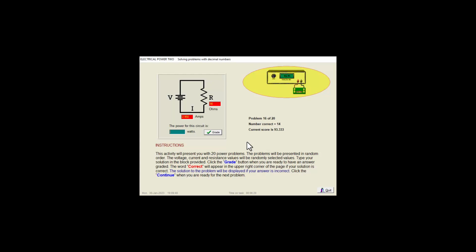Okay, here's I and R, so we're just going to do I squared R, 2.950 squared times 90, 783.2.